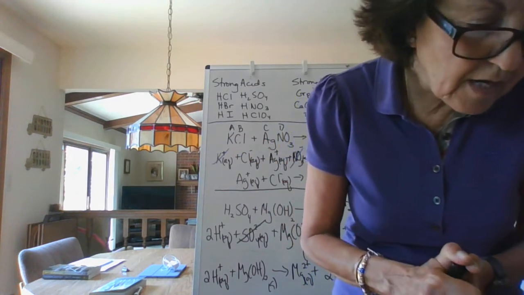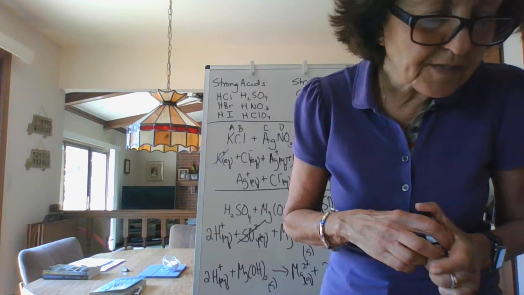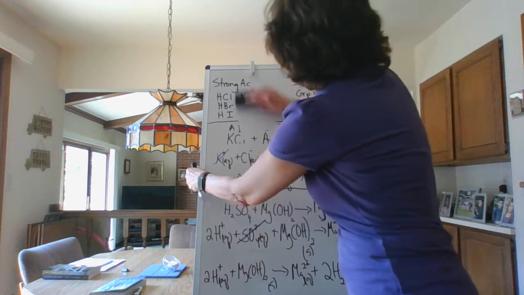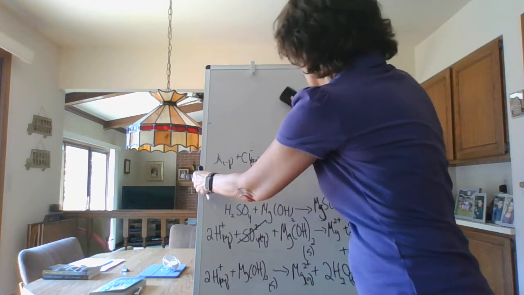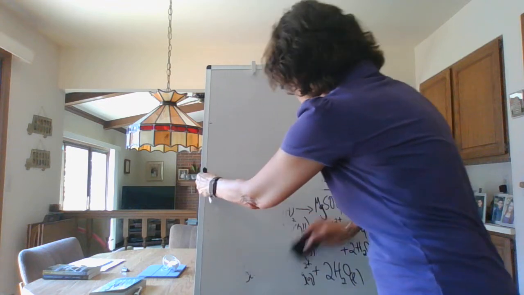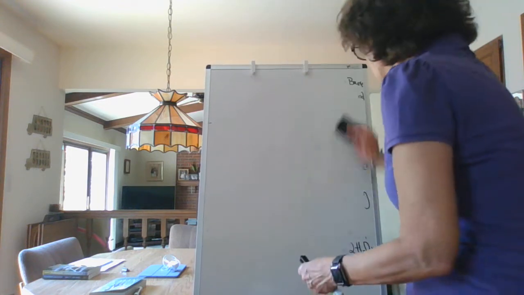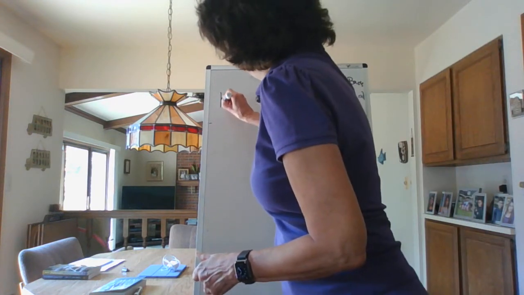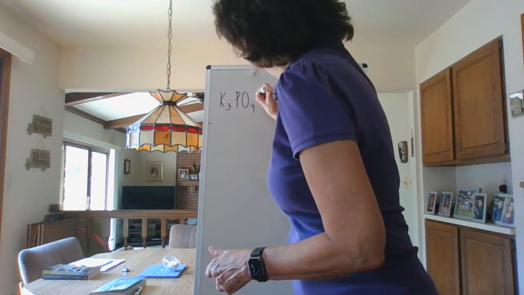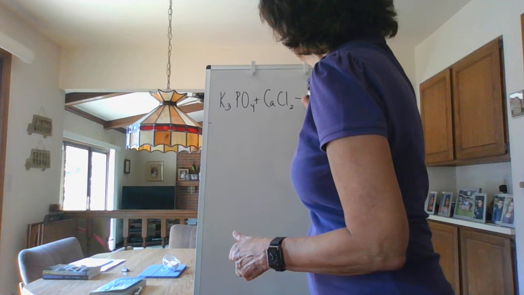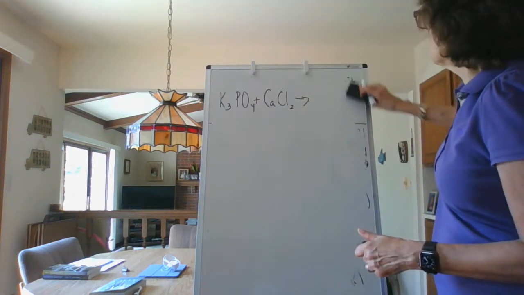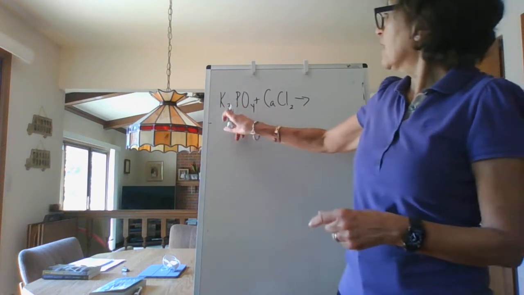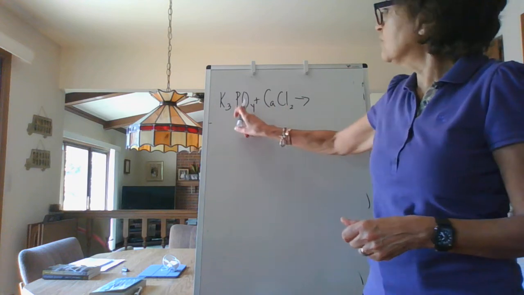Okay, so here is another one. Potassium phosphate plus calcium chloride. Okay, we're going to see if that is a precipitation reaction or not. It helps if you know how to write your formulas, guys. Now, metathesis reaction or double replacement or exchange. What are we going to do? Cation hooks up with anion.